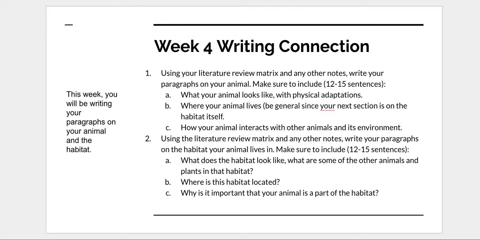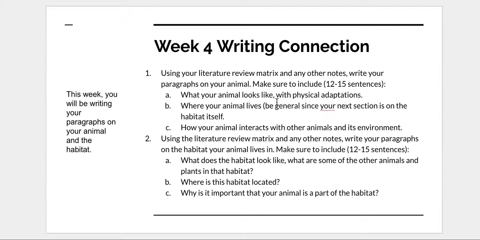Moving forward in your writing, you're going to be writing 2 of your sections. So this week is going to be really a bulk of the paper, and hopefully you can get this done, and you've done a lot of research, so you don't have to do much more research. The first is, in both of these sections, I want you obviously to use any research and your literature review matrix, but I want you to write your paragraph on your animal, or your couple paragraphs. And this should be about 12 to 15 sentences long.